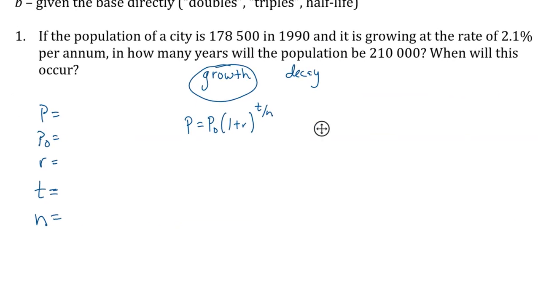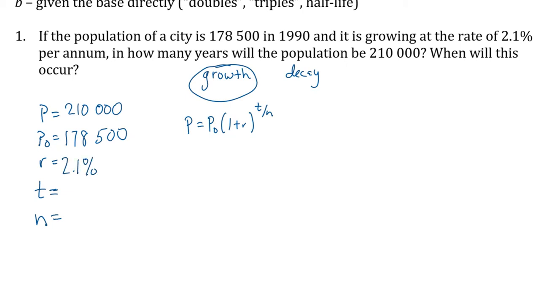So what's P? Maddie? 210,000. That's the final amount. It's growing, so it's the bigger number, right? Good. What's P naught? You don't have to do them in order, but I think you're probably going to be able to do that this way. This is the 178,500. What's R? William?